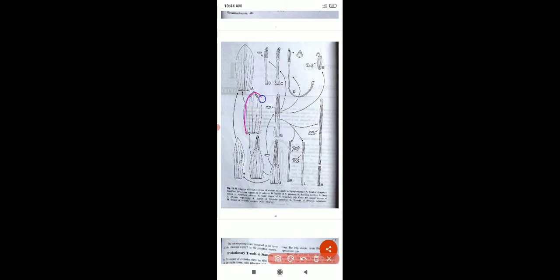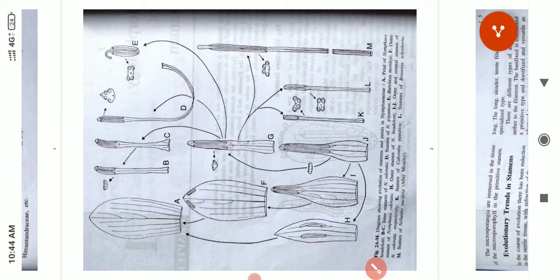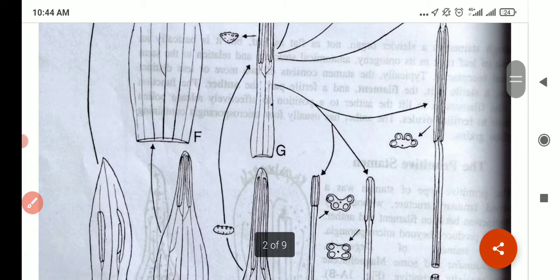So this one, it's just like this, gave rise to this. This one also is giving rise to that. Okay, let's continue explaining from the diagram.